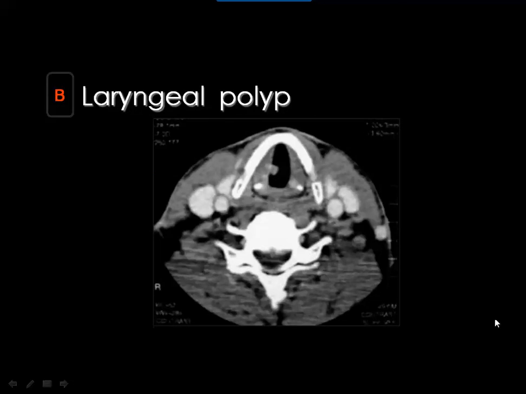Laryngeal polyps are also seen in singers and in many who are talking a lot like me, and you can see a polyp here in the true vocal cord on the right side. These are benign hyperplastic polyps.